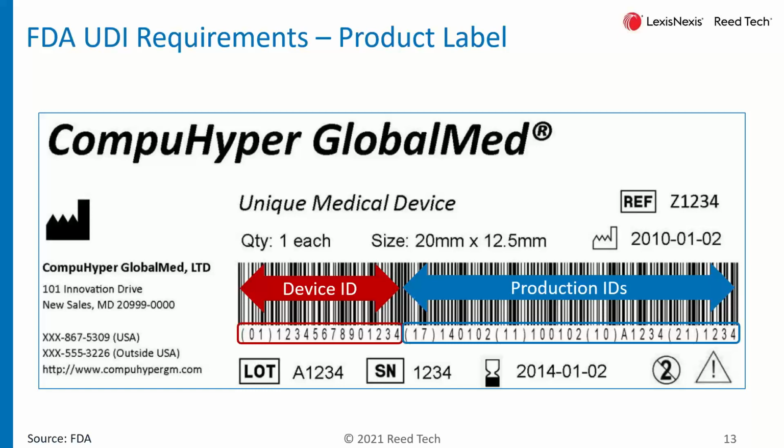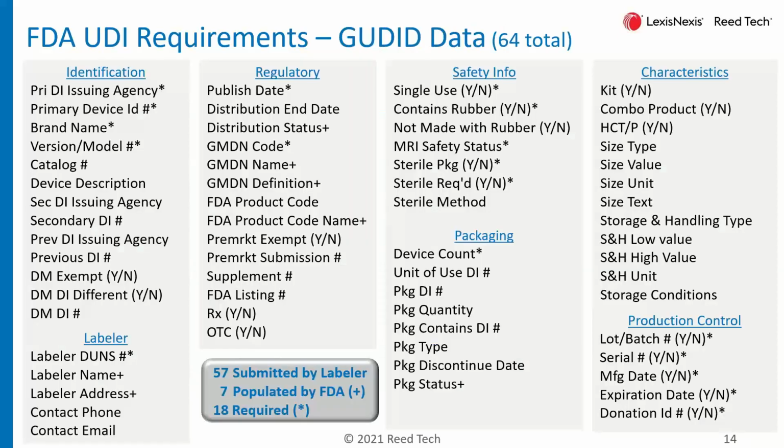I also want to touch on just an example of the data that needs to be reported. So this is 57 fields that are reported, and then the FDA derives some additional fields for a grand total of 64. So we won't go into all the details here, but there's a lot of identifiers about the product. There's information about the labeler and regulatory fields, safety information, information about the packaging, and also a number of characteristics, and also a production and control type of field. So a lot of these are yes or no, and we're going to dive into this and revisit this to see what would be most applicable for Class I in a little bit.